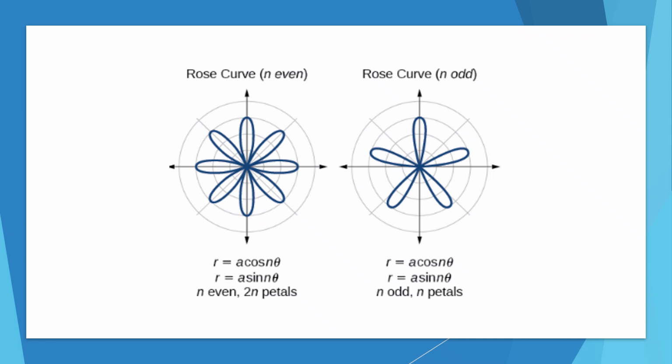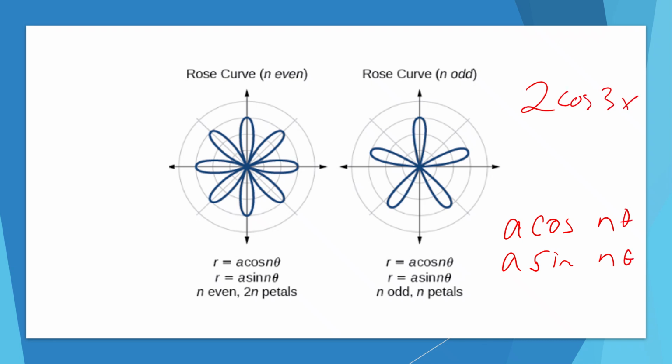All right. Now, this is something that you will be quizzed over, and it could help you narrow down some of these graphs pretty quickly. If we have any function, whether it's A cosine n theta or A sine n theta, a better example is if we have 2 cosine 3 theta, or 2 sine 3 theta, we only want to look at that number that's on the inside of the sine or cosine function. If that number is odd, then the number of petals the rose curve will have will be just that number.